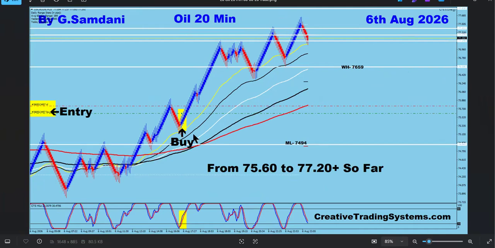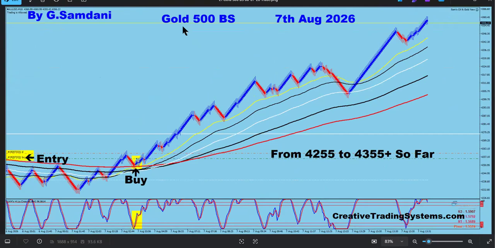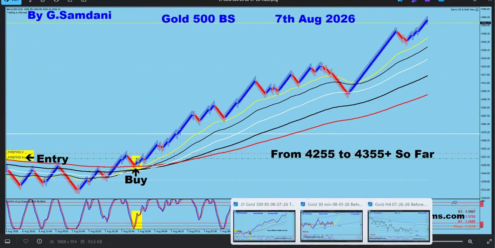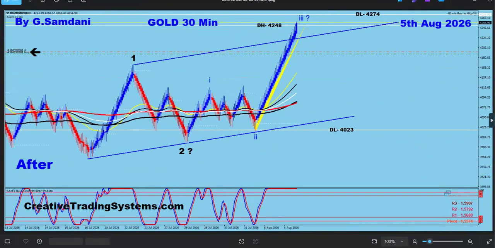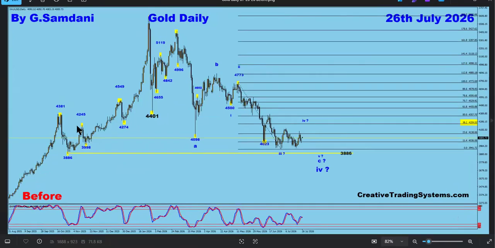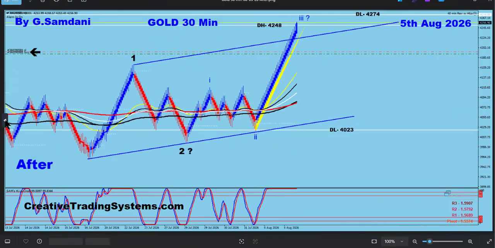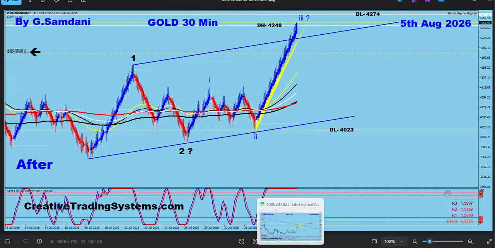Oil, right? Beautiful trade. My daily chart showing that it's gonna bounce and then go up. So it started to go up on the 6th. And the gold 500 box size, beautiful entry. This is one of those entries after that chart that I just showed you, right? So let me see if I can show you the chart after chart. It went up there, and then even after that, look where it ended up.